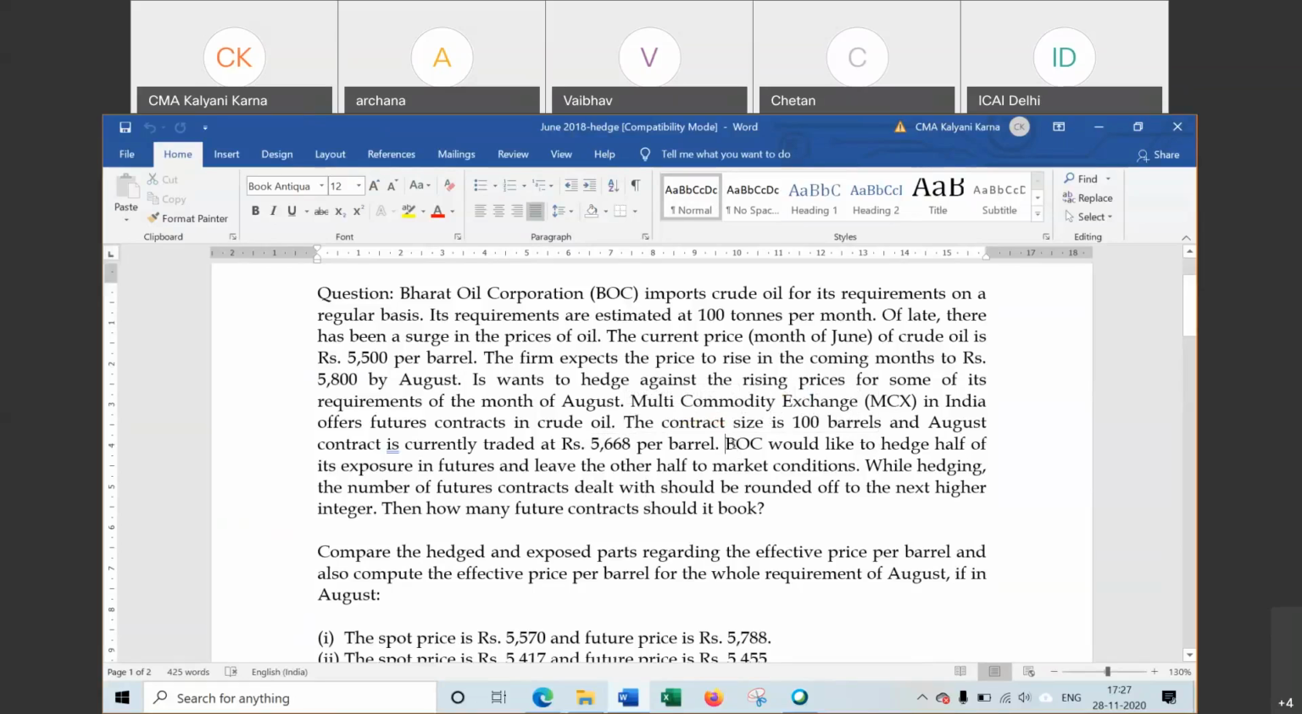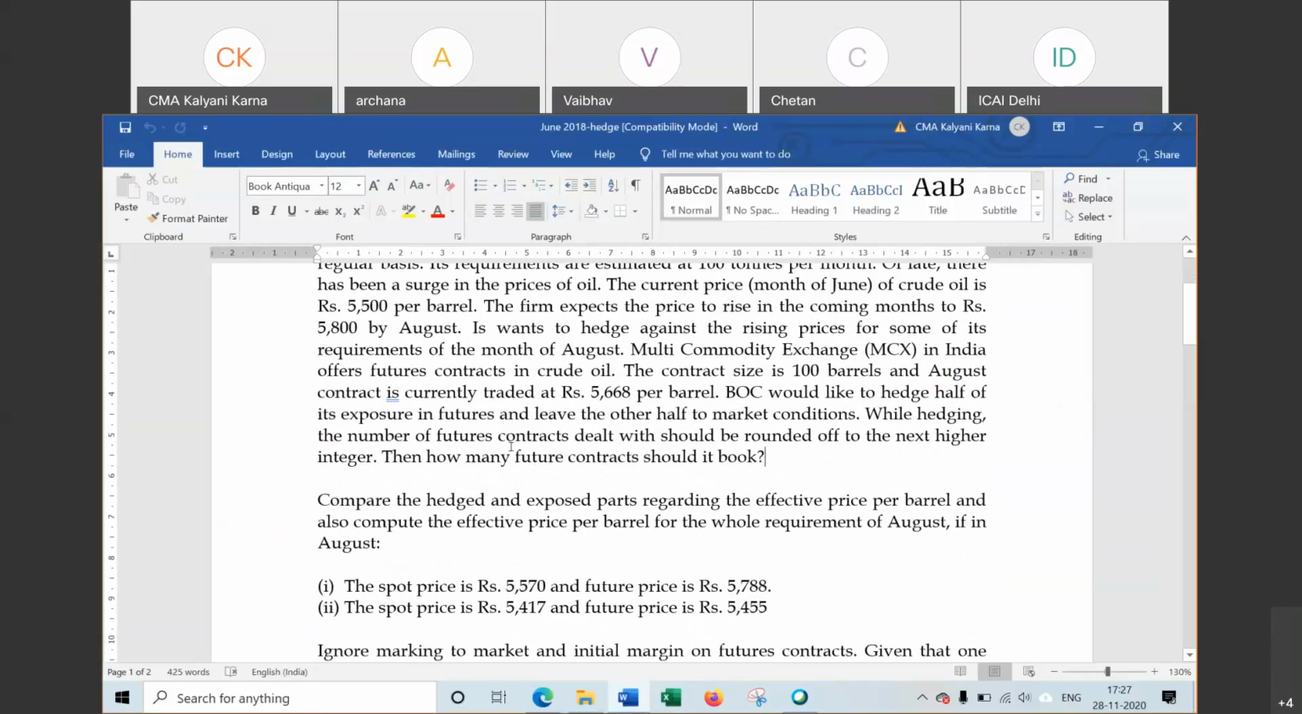Now this point has been added in this question: the company wants to hedge half of its exposure in futures and the other half will be bought from the open market. The first half will be hedged with the help of futures. So what is the number of futures contracts? The first point is, what is the number of futures contracts required to hedge? Step 1 is to find the number of futures contracts. Suppose the question is only till this point.